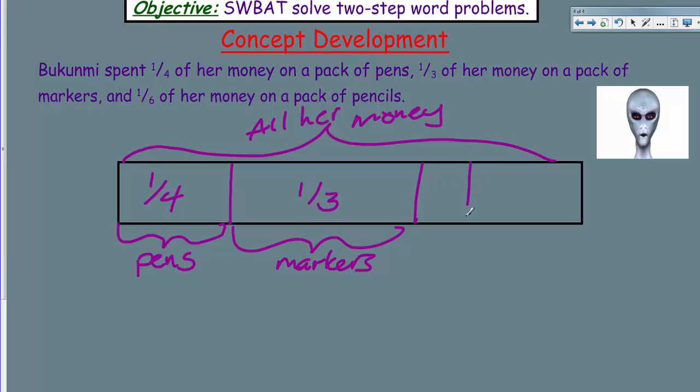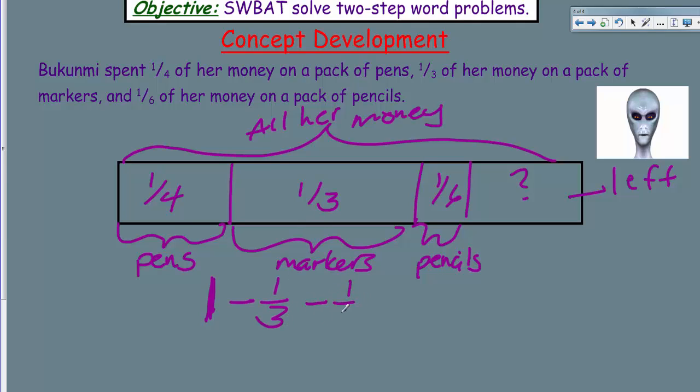And, of course, we have a small little amount here. Looks like about a 1/6. Remember, that was her pencils. And then, of course, the remaining amount, remember, that's what's left, the money that she has left. So this is just showing you the tape diagram. Well, again, one whole amount of the money represents 1. We're just subtracting of them. We're subtracting our 1/3 that she spent there, her 1/4 that she spent on the pens, the 1/6 that she spent on the pencils. Okay, so that should give us what's left.